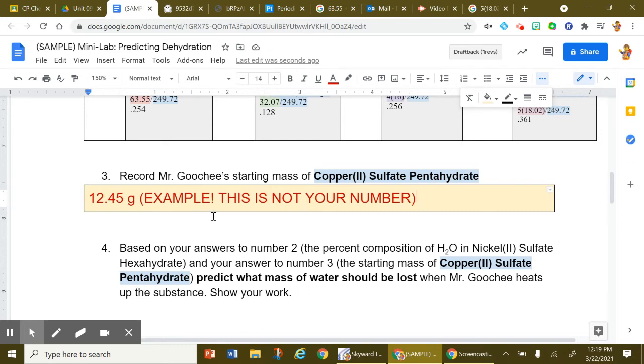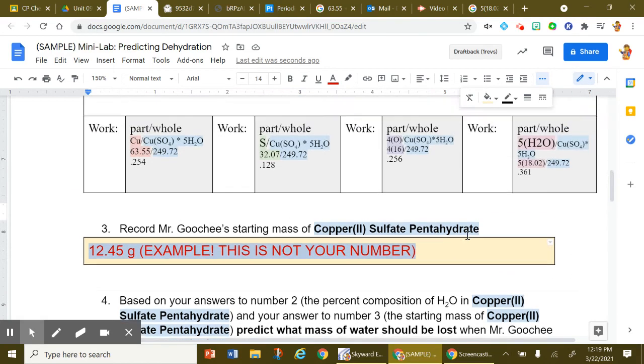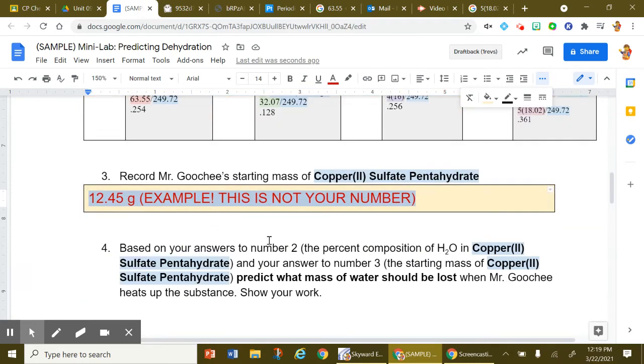Okay, so listen, here we go. So we weighed some out on a scale, somewhere between 10 and 15 grams of this stuff. So based on your answer to number 2 and your answer to number 3, I want you to predict what mass of this sample is water. What amount of this sample is made of water? So that when I heat up this sample of copper 2 sulfate pentahydrate, how much water will be removed?